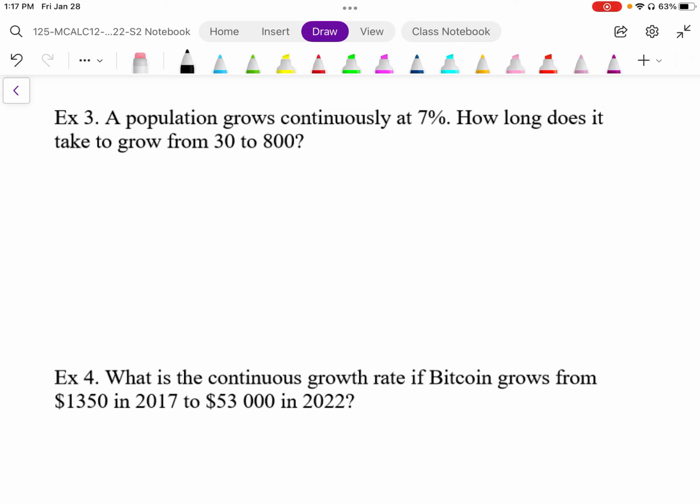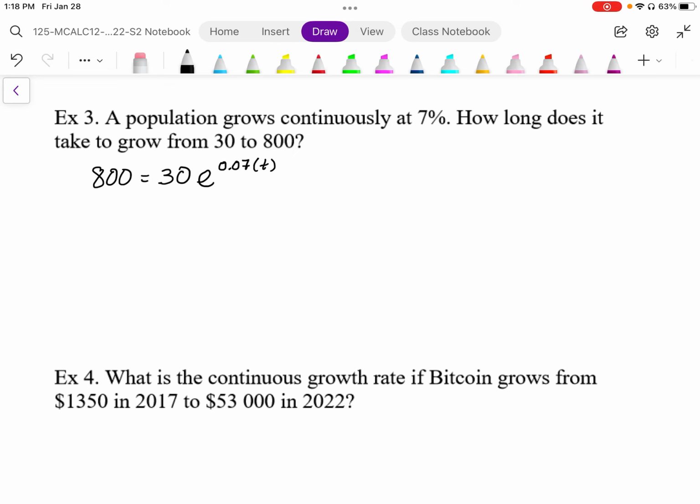So in this problem here, the population grows continuously, so we know we're going to use the formula. It says, how long does it take to grow from 30 to 800? So I'm going to set this up. My end amount of 800 is equal to the starting amount of 30 times e. Our continuous growth rate is 7%, and we need to solve for time.